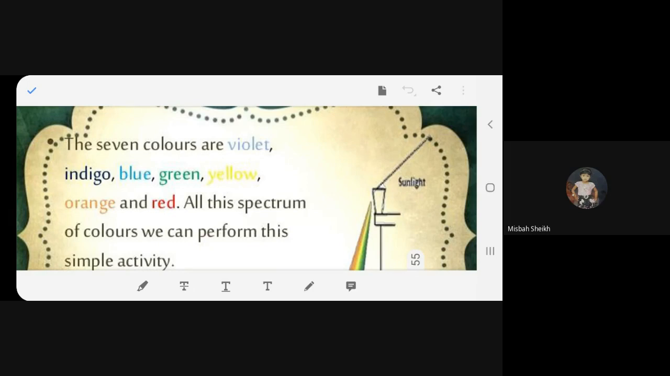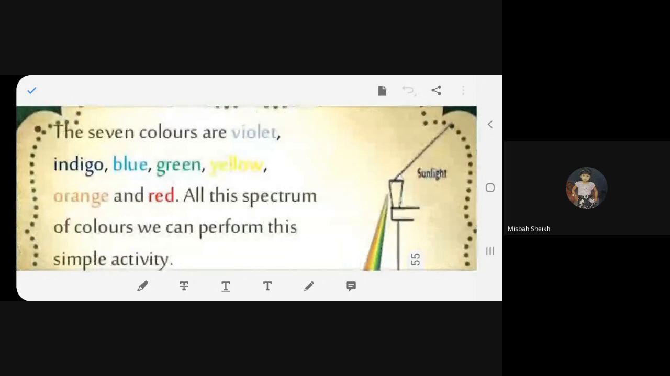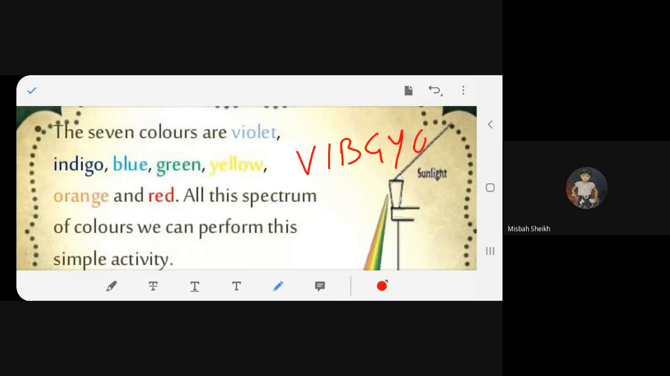Seven colors are violet, indigo, blue, green, yellow, orange, and red. All these spectrum of colors we can see by performing this simple activity. What are the seven colors? VIBGYOR. What we call it as? Say VIBGYOR with me, beta.